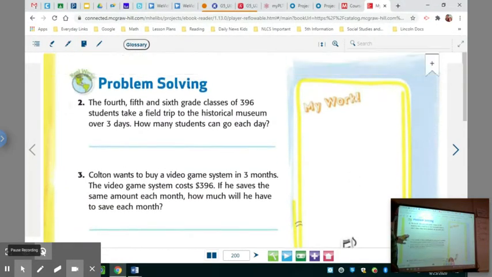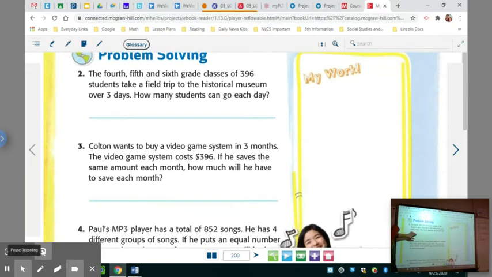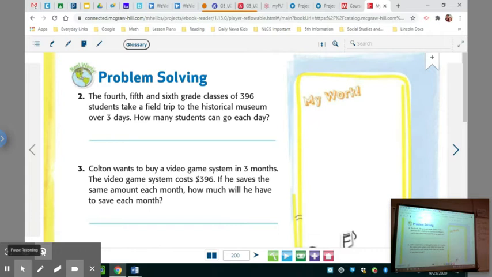So this one doesn't actually say which method you have to use, so you kind of have to figure out which one to use. What I would do is look at this and read the question. We have the 4th, 5th, and 6th grade classes of 396 taking a field trip over 3 days. How many students can go each day? I look at this and think, well, 3 goes into each one of those, right? 3 goes into 9, 3 goes into 3, 3 goes into 6. So I would go ahead and use the distributive property on this one. How are you going to split 396 up for that one, Ireland?